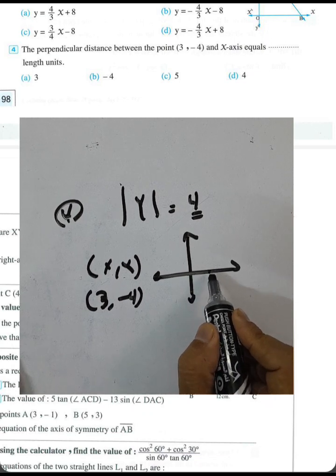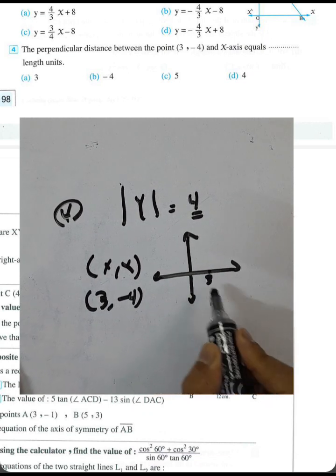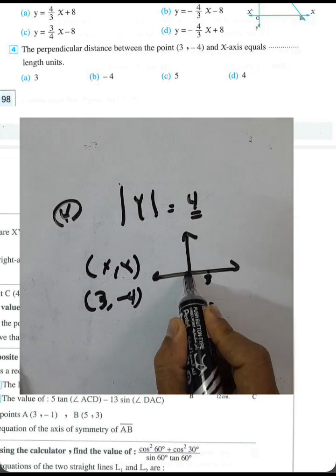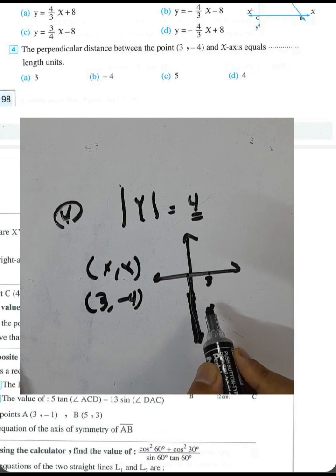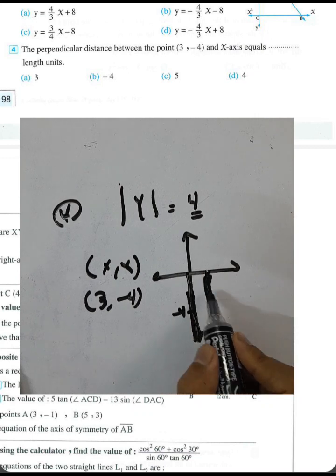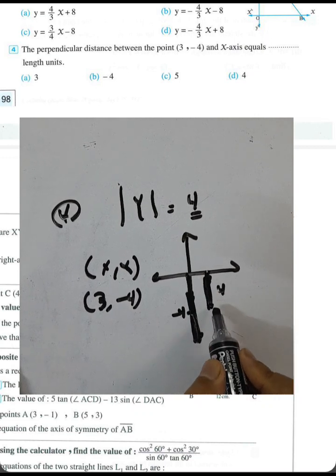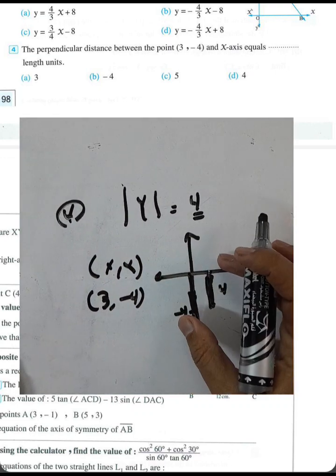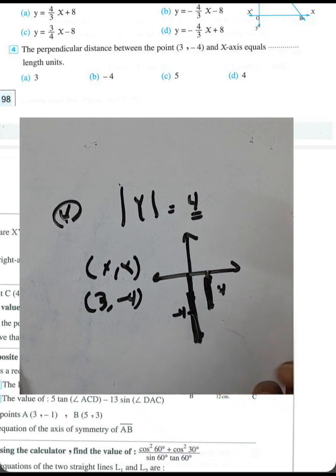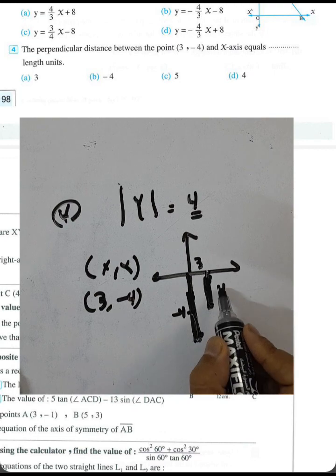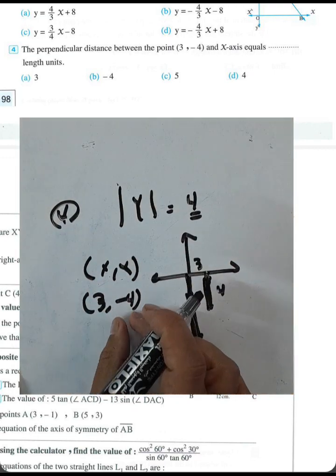Or you can draw a straight line which passes through the point (3, -4). We have 3 here and negative 4 here. You want to find the perpendicular from this point to the x-axis. The length here will be 4, because going 3 units to the right-hand side and down 4 units, the perpendicular length will be 4. Absolute value of y will be 4. Question number 5.